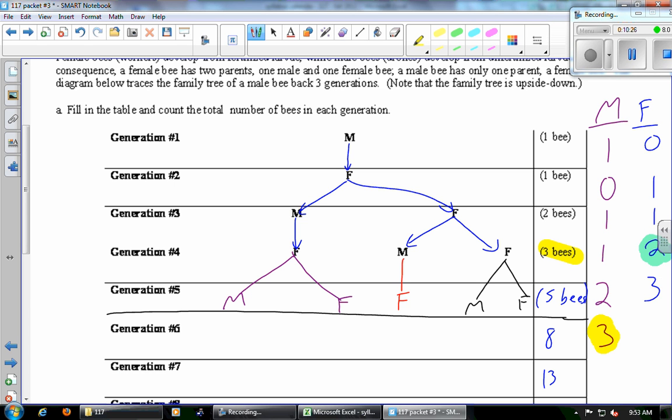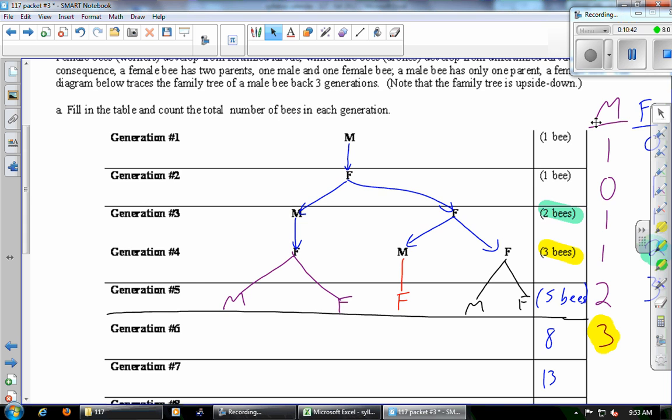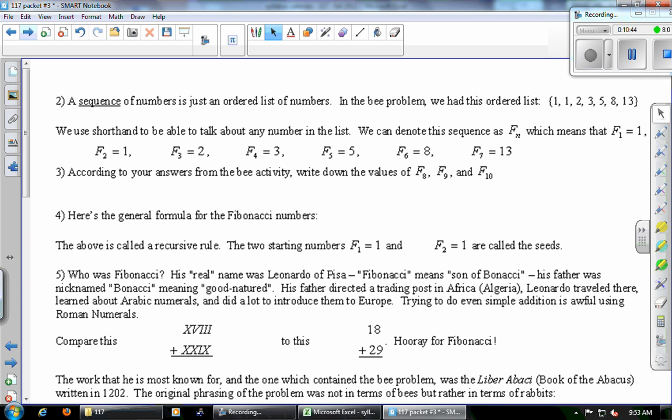When do we have two total bees? It's right there. How many generations off is the females from the total? It's just one. So the number of female bees is one generation behind the total number of bees. Okay, so that is fine. Let's go to the next page. And we're going to try to make things more mathy and less bees. We'll go to Morgan for number two.